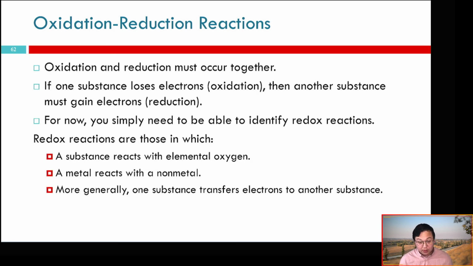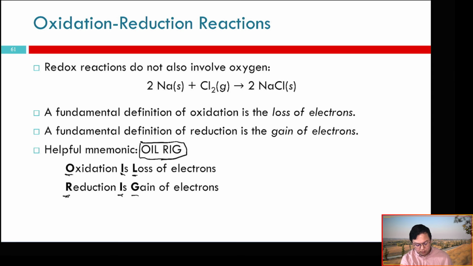So oxidation and reduction must occur together. Something will always be oxidized, and there will also be something else that's being reduced, and that's the transfer of your electrons from the thing being oxidized, oxidation is loss, to the thing being reduced, reduction is gain. So for now, you just need to be able to identify redox reactions. From that previous example, how we identify it is you're losing the subscript of that chlorine. So actually, the way you identify it here, right?